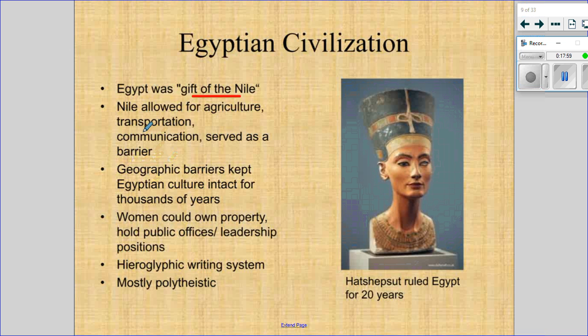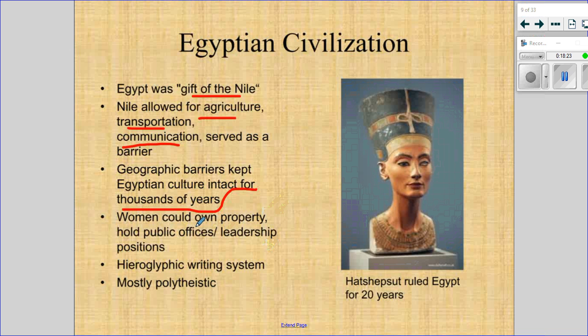Again, the Nile also, in addition to agriculture, allowed for transportation. Cataracts on the Upper Nile provided barriers to invaders. It's also a way for communication. Other geographic barriers, deserts, the Red Sea, allowed for Egyptian culture to stay intact, and it allowed them to be less militaristic, which is decidedly a good thing.